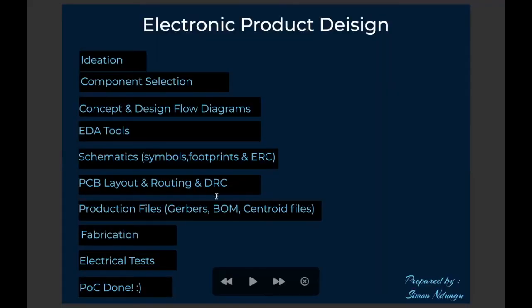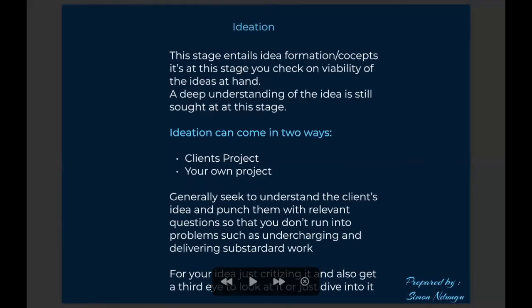So I'll start with ideation, and what we should check in each and every stage. It's just an overview of what they actually entail. This stage is where we do the formation of ideas or the concept. It's the stage where you check the viability of an idea, and you should have a deep understanding of this stage before moving on to the next.